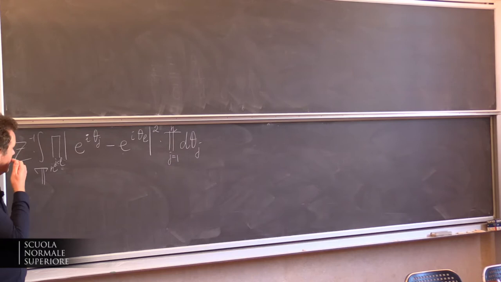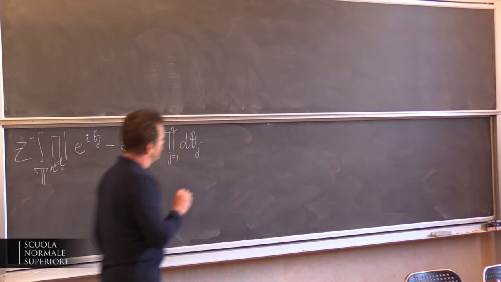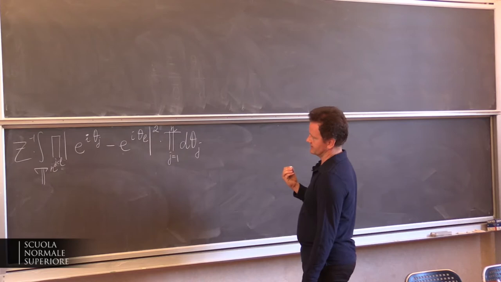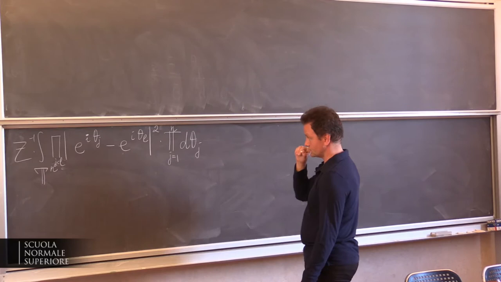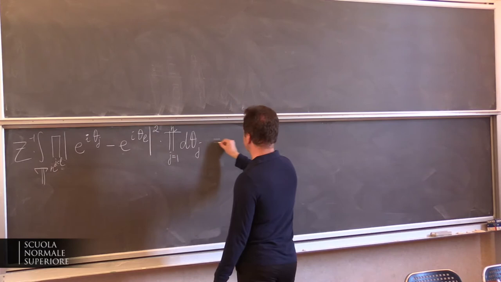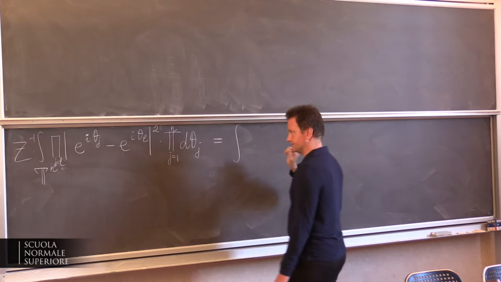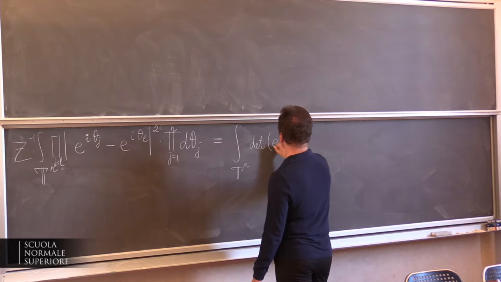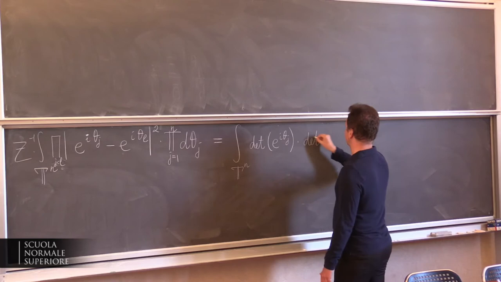Let us see how such integrals can be computed. So what am I doing? I am integrating a determinant of a matrix. I'm integrating over the torus to the n, but in fact this is the least important. So let's write this: I'm integrating the determinant of the Vandermonde times the conjugate Vandermonde.